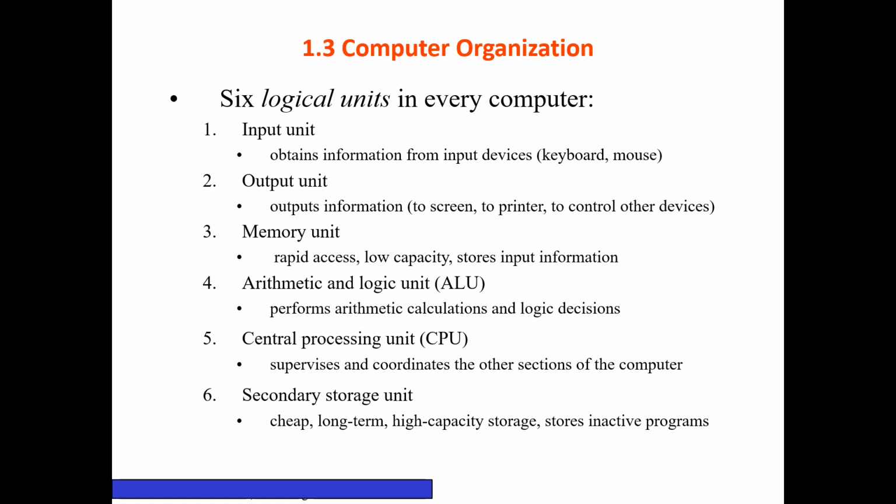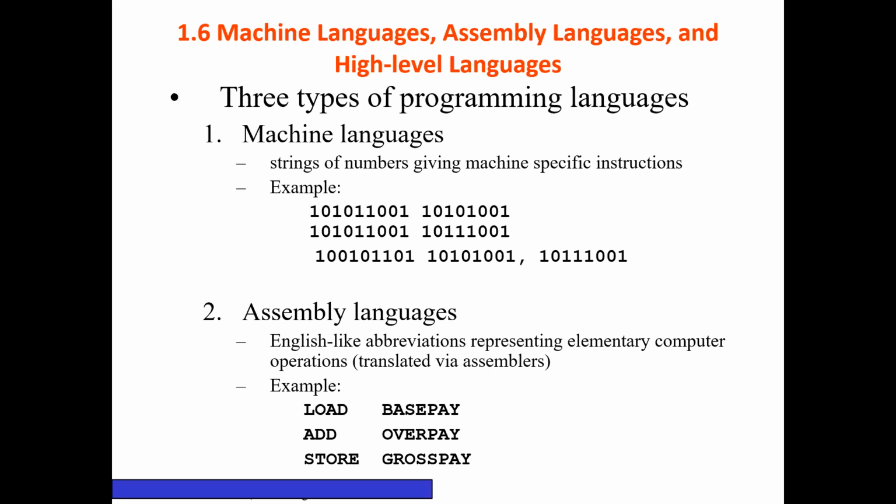Exactly in a similar way, if you store something on a secondary storage unit, then this has to be brought into the main memory, the main memory unit of your computer. Then only the CPU and ALU will be able to process on this.